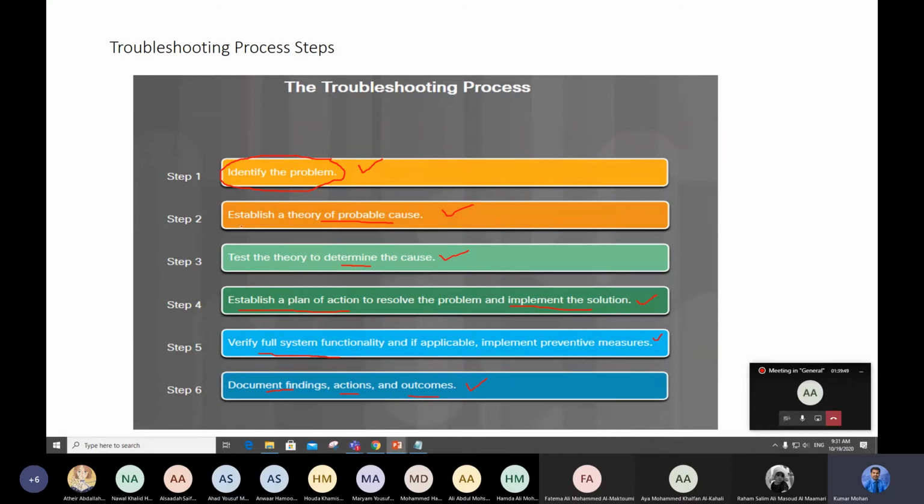Second step is establish a theory of probable cause. Third step is test the theory to determine the cause. Fourth step is establish a plan of action to resolve the problem and implement the solution. Fifth step is verify full system functionality and, if applicable, implement preventive measures. And sixth step is document findings, actions and outcomes. Okay, dear, so these 6 steps are very, very important.